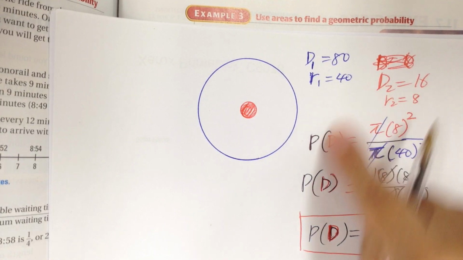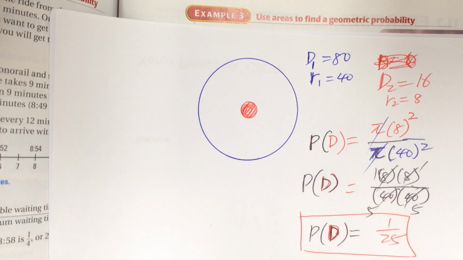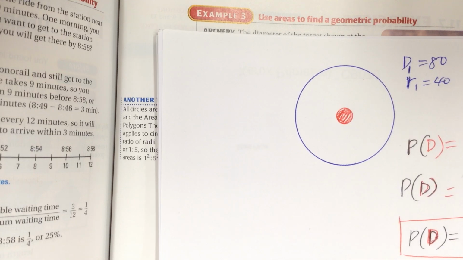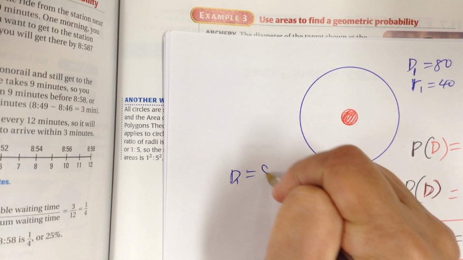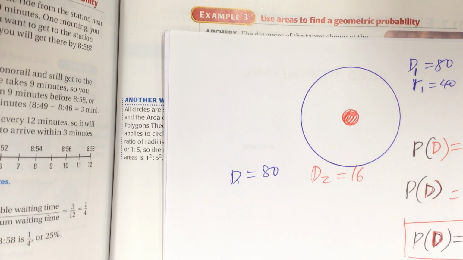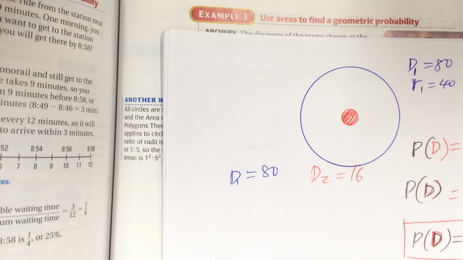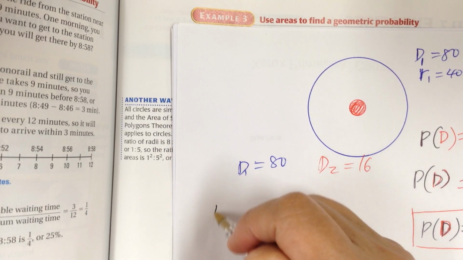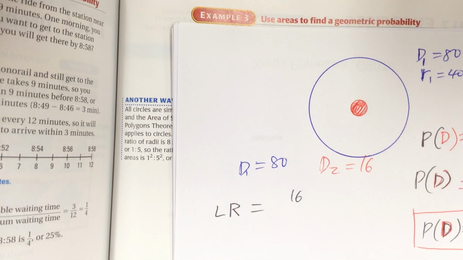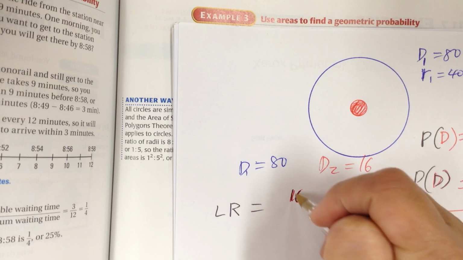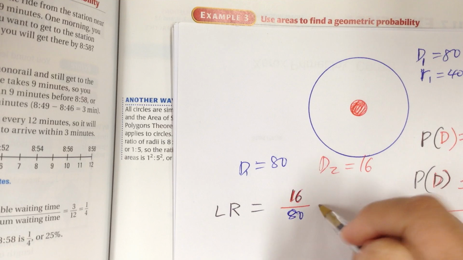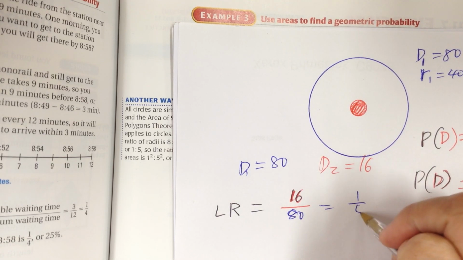Now there's a quick way of doing all this. Remember, probability is the area ratio, right? Notice D1 equals 80 and D2 equals 16. So what you do is find the length ratio. Remember we did this before. The length ratio is equal to 16 over 80, so the length ratio equals 1/5.